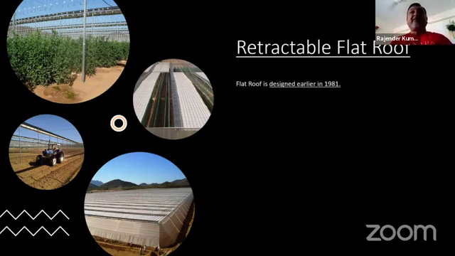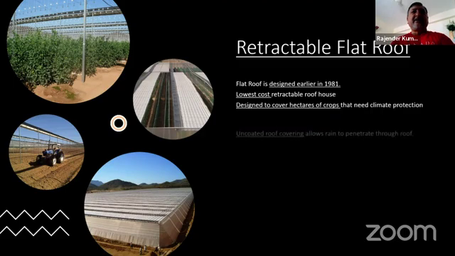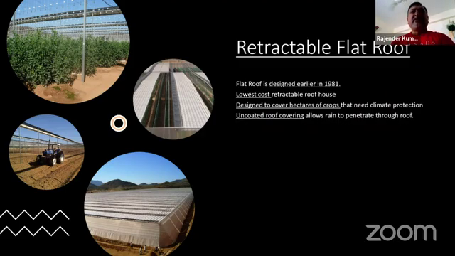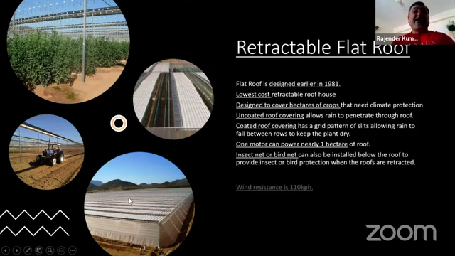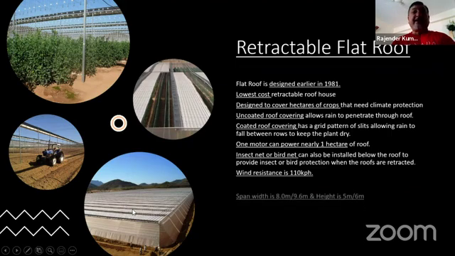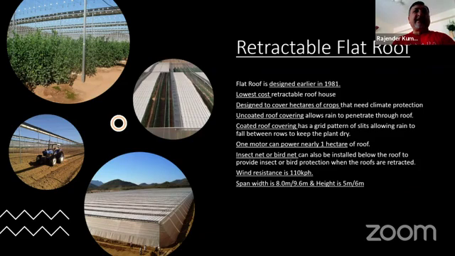So this retractable flat roof, this structure designed in 1981, is a low cost structure, as it doesn't have the gutter. So you can cover a large field actually, any area, any shape, any size. So covering may be white or it may be clear, depending on if you want to cool down or you want to heat up the inside. It may be coated, it may be uncoated. So as I told you, one motor can work for 1 hectare, and the span width is 8 meter, 9.6 meter, height we can increase up to 6 meter.